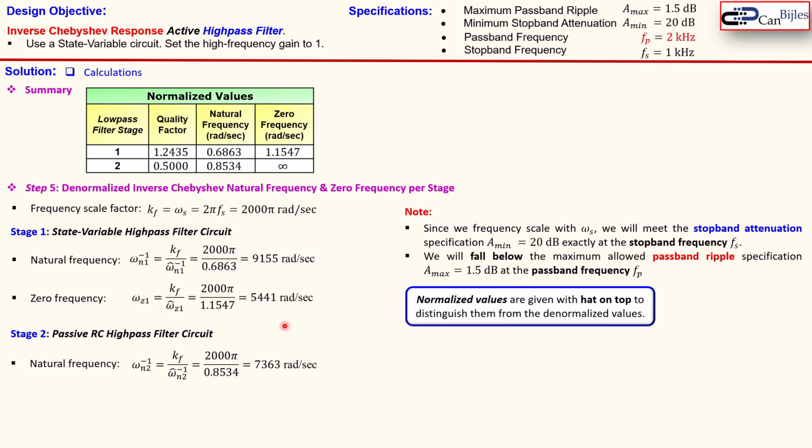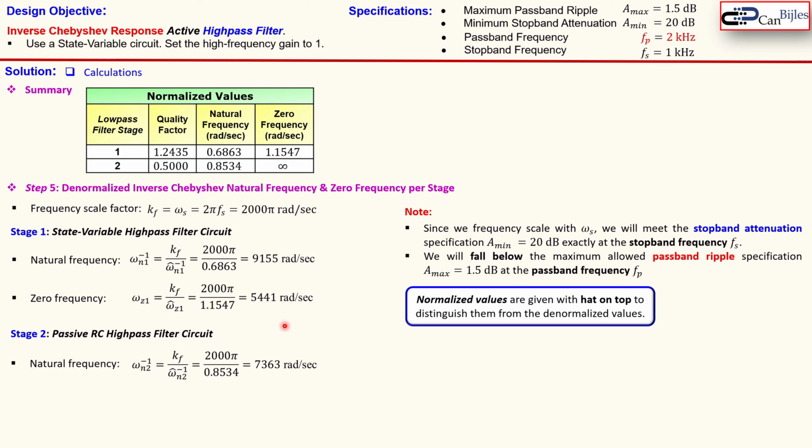Okay, now we convert these normalized values in the low pass prototype form to the denormalized values in our high pass circuit. And now you see the high pass filter stage 1 and 2. The quality factor stays the same, but you have now here the natural frequency from here, and the zero frequency from here, and the natural frequency for the second stage from here.